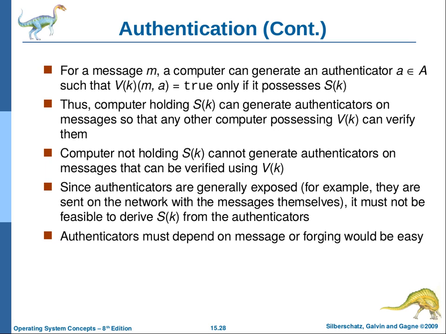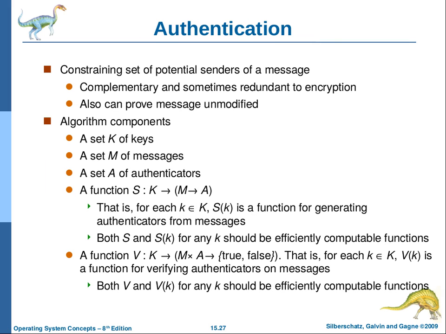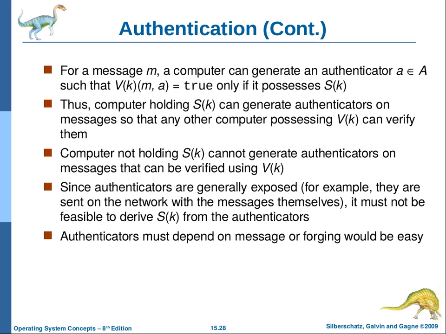For a message M, a computer can generate an authenticator A such that it can only compute V if it possesses S sub K. So if we go back to V sub K, that's the way to verify it. It can only verify it if it knows the secret. So holding the secret can generate the authenticators. Computers not holding the secret cannot create the authenticators. Basically, authenticators are generally exposed when sent to the network. It must not be feasible to derive S sub K from the authenticators.